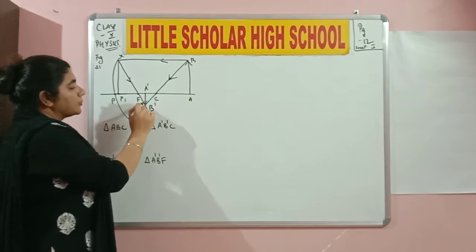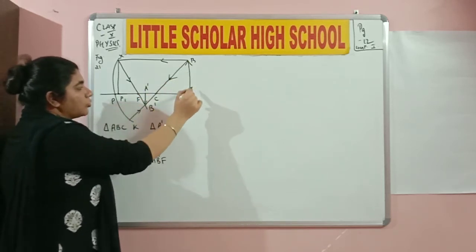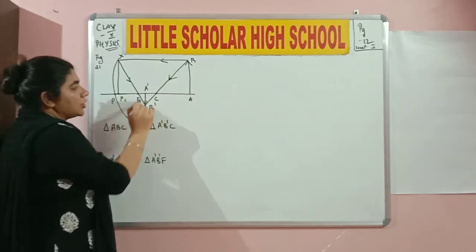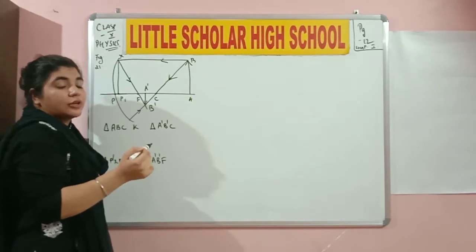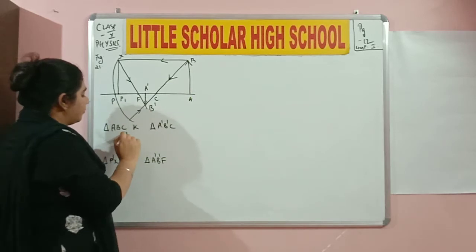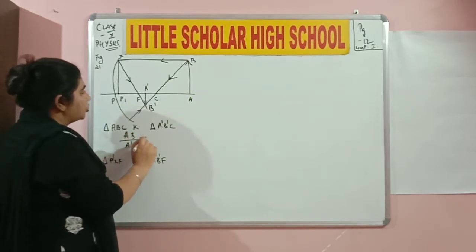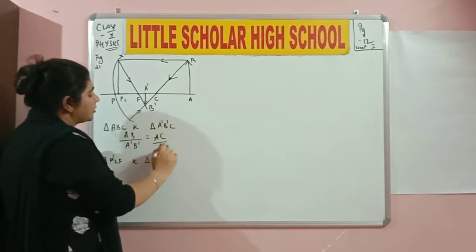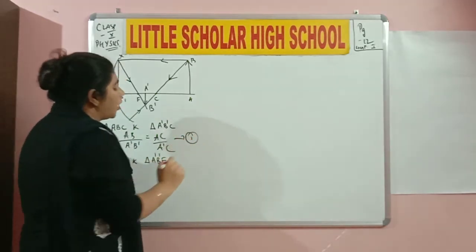Triangle A dash, B dash and C. This triangle and this triangle, this big triangle that you see over here and this tiny triangle that you see over here, both of them are representing similar triangles. So as per similar triangle property, AB by A dash B dash is equal to AC by A dash C. Okay, this is our equation number 1.